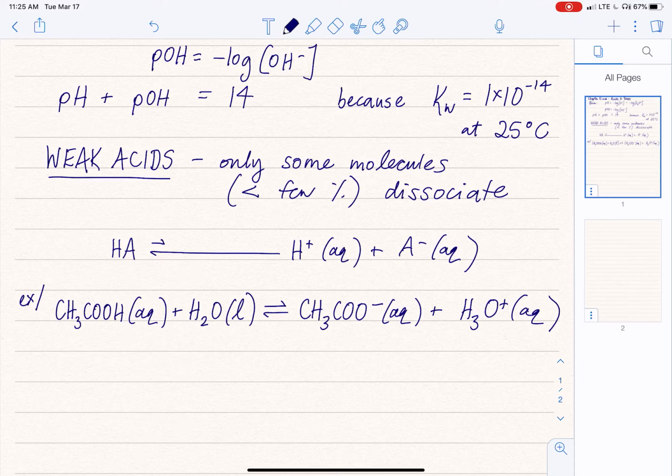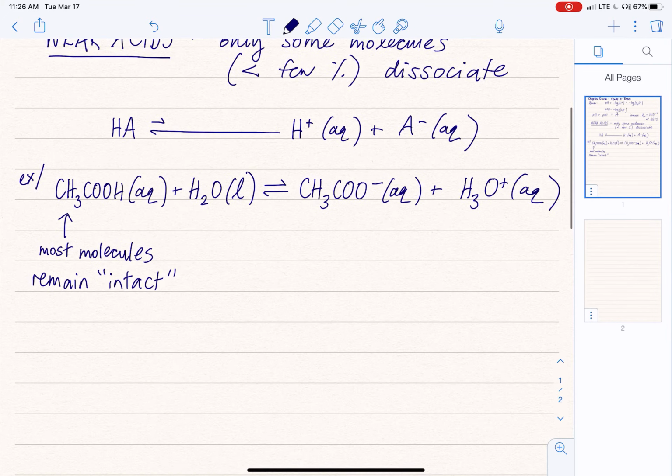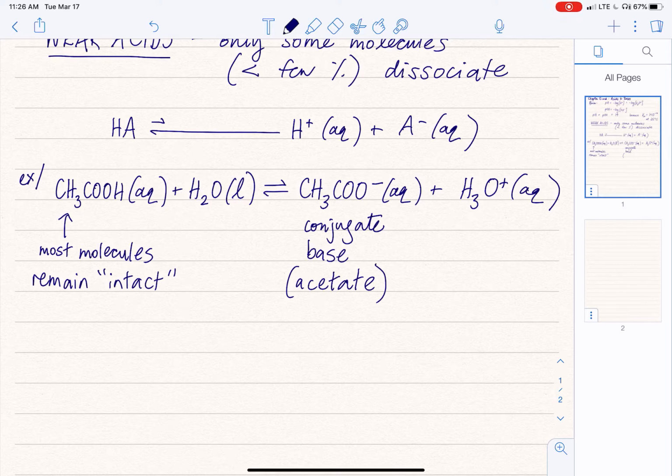Now, most of the molecules remain intact. So I'm going to say they remain intact, in quotation marks. What I mean by intact is that it keeps the proton on. So you really have very few of the molecules actually dissociating into ions. So here we have the conjugate base of acetic acid, and here's where I would ask you what the name of it is, but since I'm just talking, I'm going to tell you that it's called acetate.